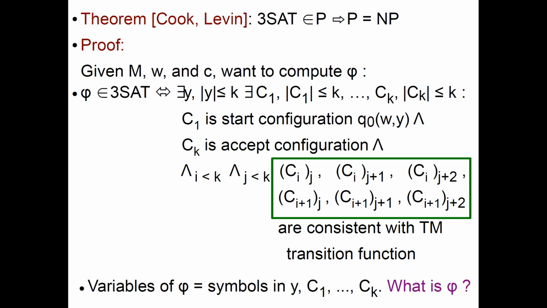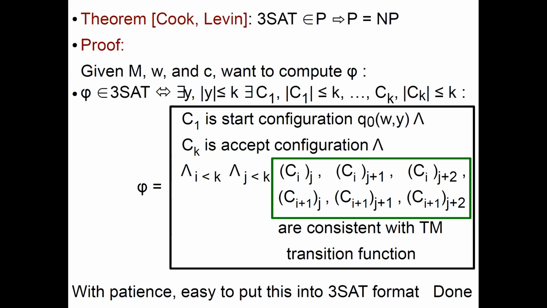Okay, so as we mentioned earlier, the variables of phi are the symbols in y, and also the configurations C1 to Ck. What is the formula phi itself? What do you think is phi? Phi is this. This whole thing here would be your formula phi. As you can see, you just have exists here, and the formula phi is expressing this.